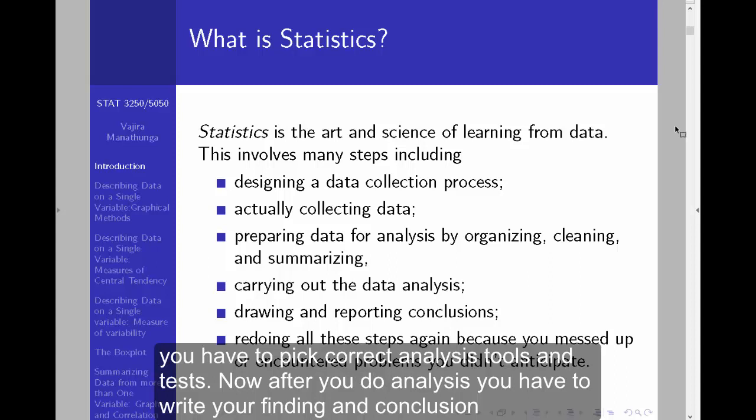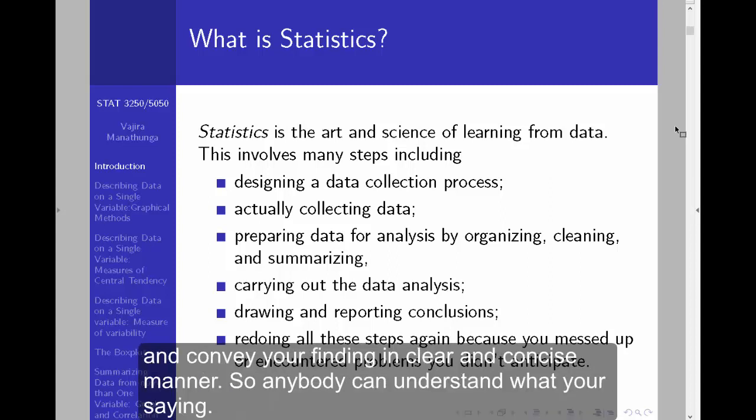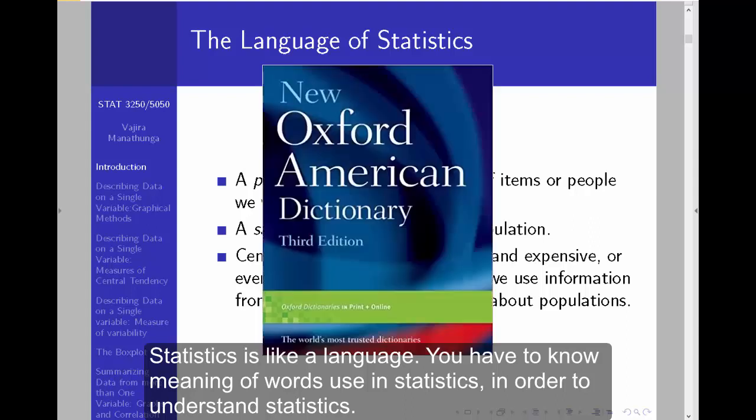You have to pick the correct analysis tools and tests. Now after you do the analysis, you have to write your findings and conclusion. Your boss may not be a statistics expert, so you have to write and convey your findings in a clear and concise manner so anybody can understand what you are saying. Statistics is like a language. You have to know the meaning of words used in statistics in order to understand statistics.